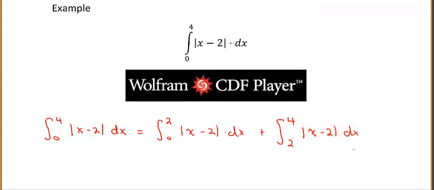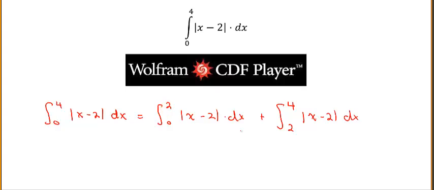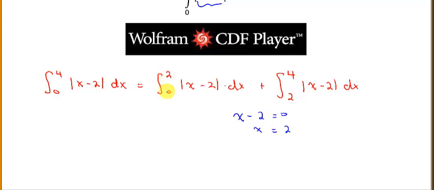Now remember, how did I pick this 2? How did I get this 2? Well, if I set x minus 2, the contents of this, to 0, x is equal to 2. Now notice, if x is between 0 and 2, say at 1, this is negative, so the absolute value is going to change its sign.